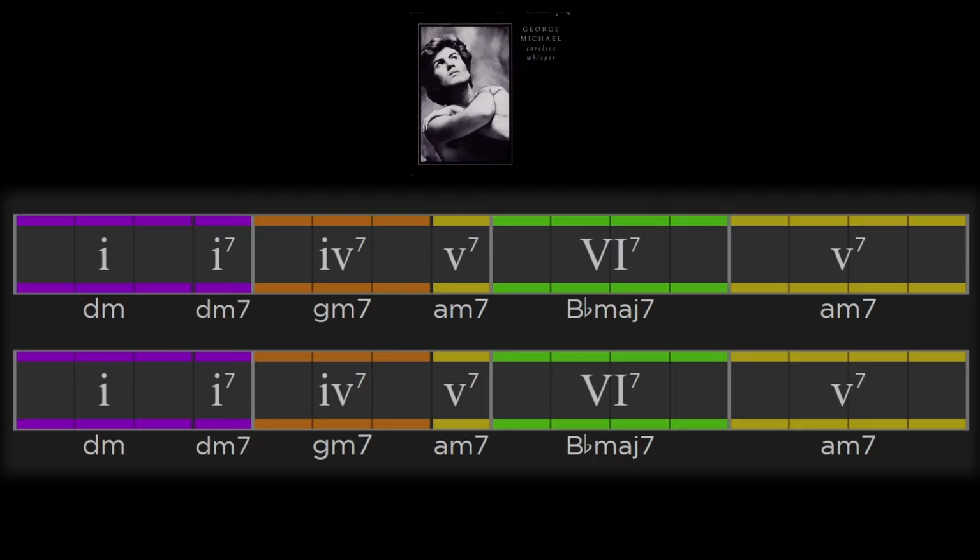Bars 3 and 4 stay on a single chord each. Bar 4 returns to the 5 chord, A minor 7th, that was briefly introduced earlier. This sets up the return to the 1 chord as discussed. After this, the whole chord progression simply repeats again.